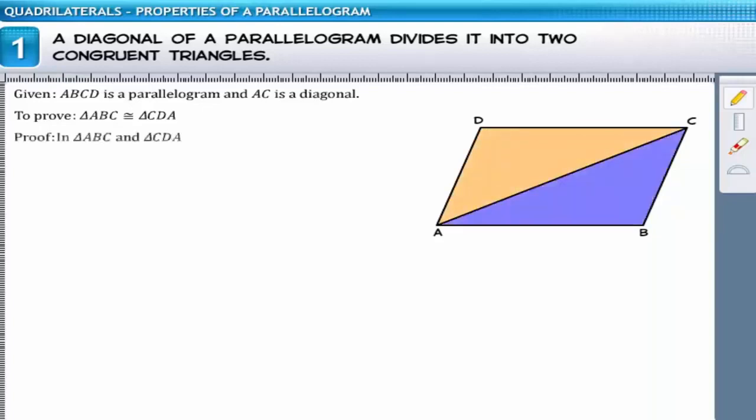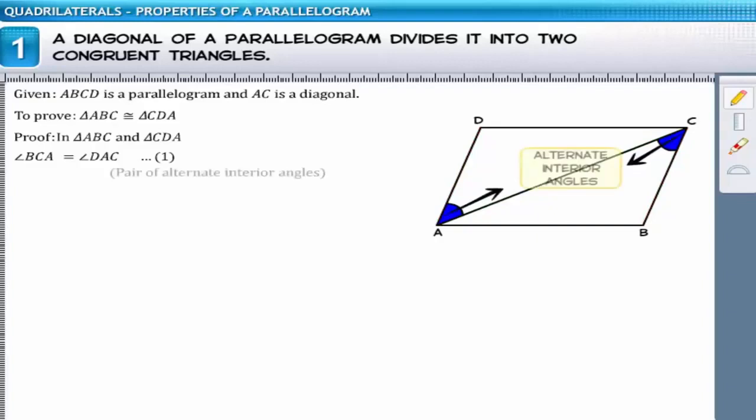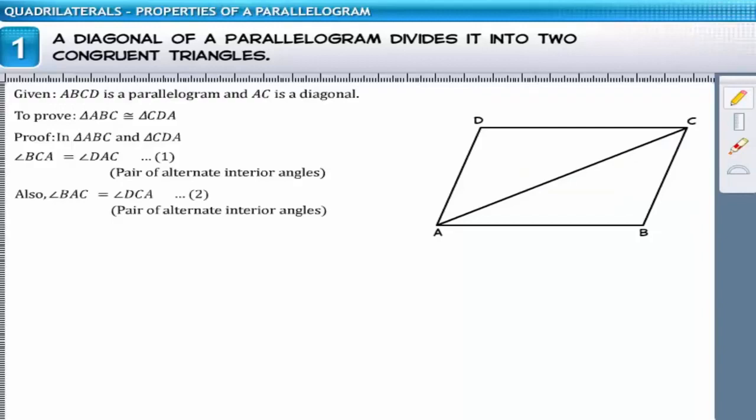In triangle ABC and triangle CDA, angle BCA is equal to angle DAC, since AD is parallel to BC and AC is a transversal, they form a pair of alternate interior angles. Also, angle BAC is equal to angle DCA, since they form a pair of alternate interior angles, with AB parallel to DC and AC being a transversal. Side AC is common to both the triangles.